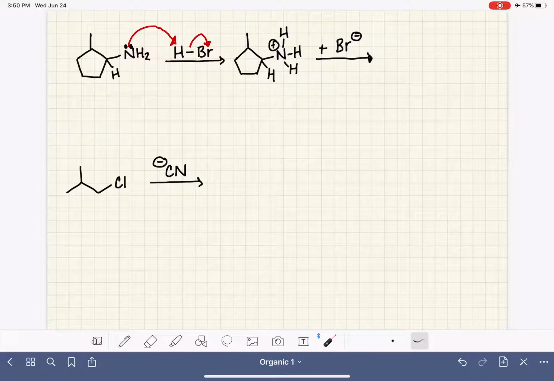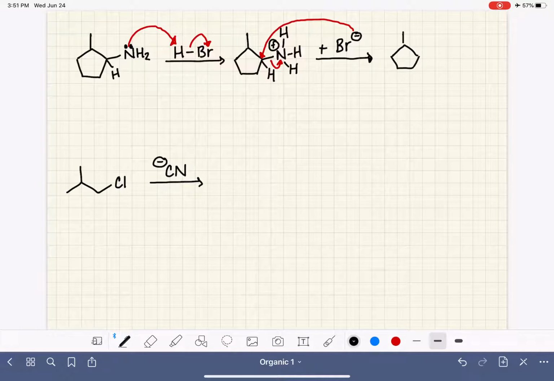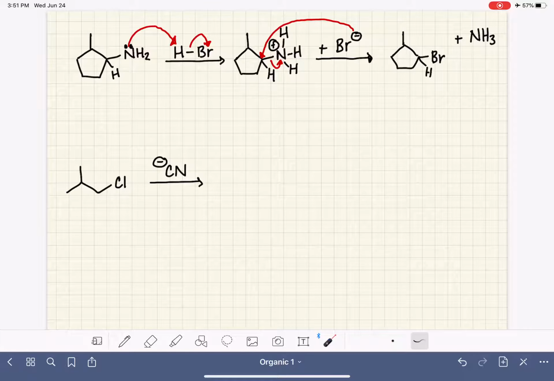The bromide ion is our nucleophile, and it is going to attack the carbon that holds the leaving group and break the bond between the carbon and the leaving group. So we have substituted the NH3 with the bromine. We have some NH3 running around, and that hydrogen on that carbon is still there. I'll draw it in just so it's not confusing. We have one more example.